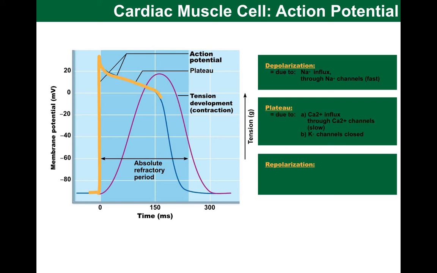Next, the plateau phase is a result of calcium influx into the cells. This happens through slow calcium channels. This keeps the cell depolarized because most potassium channels are closed. And finally, repolarization. This is due to calcium channels inactivating and potassium channels opening. This allows potassium efflux, which brings the membrane potential back to its resting voltage. So that's it for the action potential of cardiac cells.